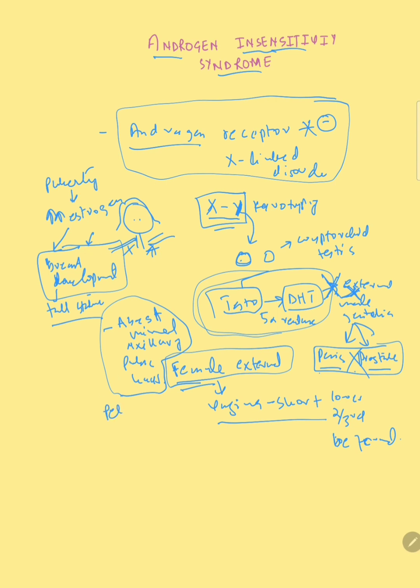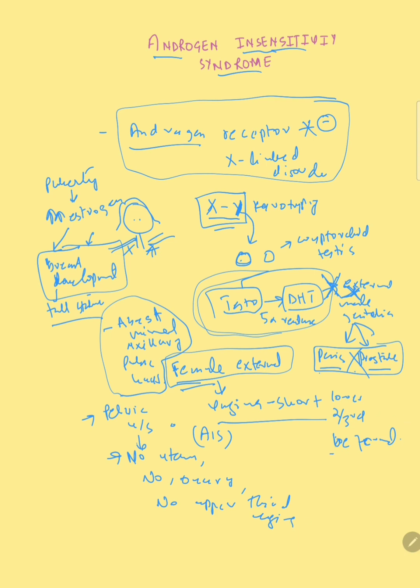So if you do a pelvic ultrasound of this patient with androgen insensitivity syndrome, what are you going to find? Would you find the female internal genitalia, like the uterus and the ovaries? No, you are not going to find those. There will be no uterus, there will be no ovary, and there will be no upper third of the vagina.